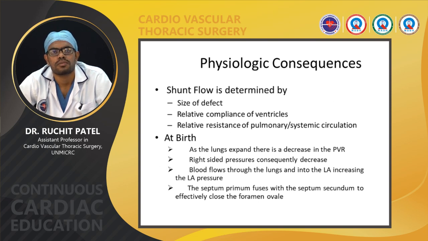The physiological consequences of this septal defect are determined by the size of the defect, compliance of the ventricles, and relative resistance in the pulmonary or systemic circulation. So at birth, when the baby cries, the lungs expand, so there is a decrease in pulmonary vascular resistance. That leads to a right-side pressure fall, which will allow blood flow through the lungs, and that will return into the left atrium, increasing the left atrial pressure. So the septum primum will fuse with the septum secundum to effectively close the foramen ovale.